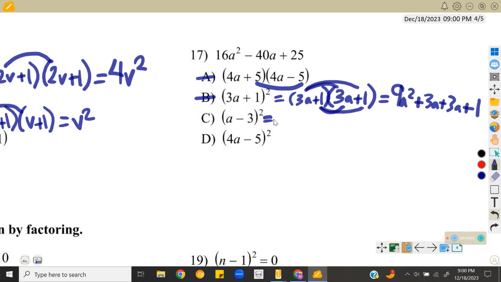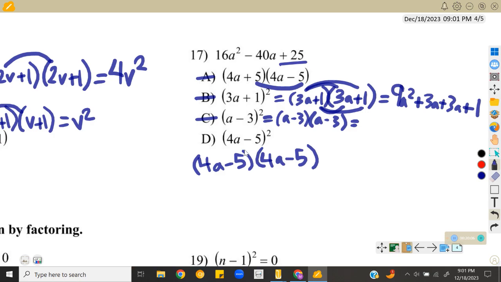If we square this, we get a minus 3 times a minus 3. And there's no way that this could possibly be the answer, because if I do negative 3 times negative 3, that would give me a positive 9, not a 25 like I need. So again, I could cross this out. And if you wanted to double check, you could do the math and take a look at it.